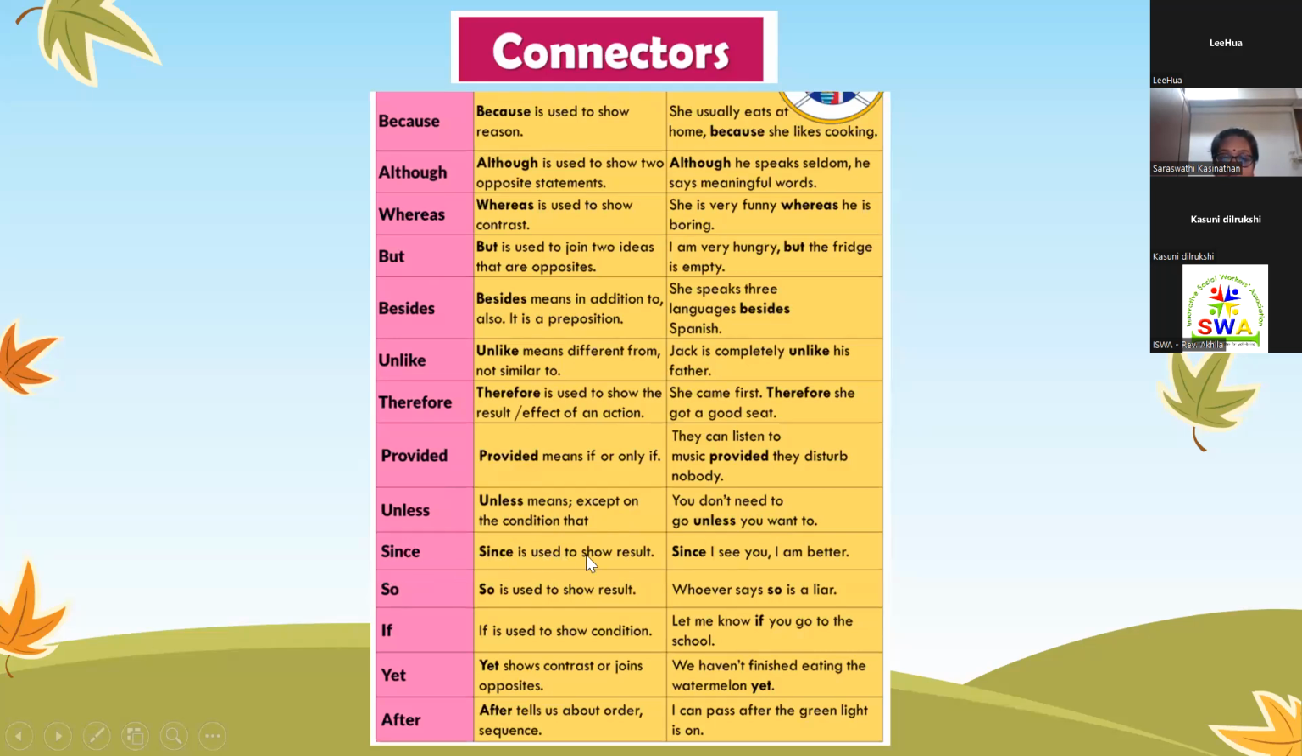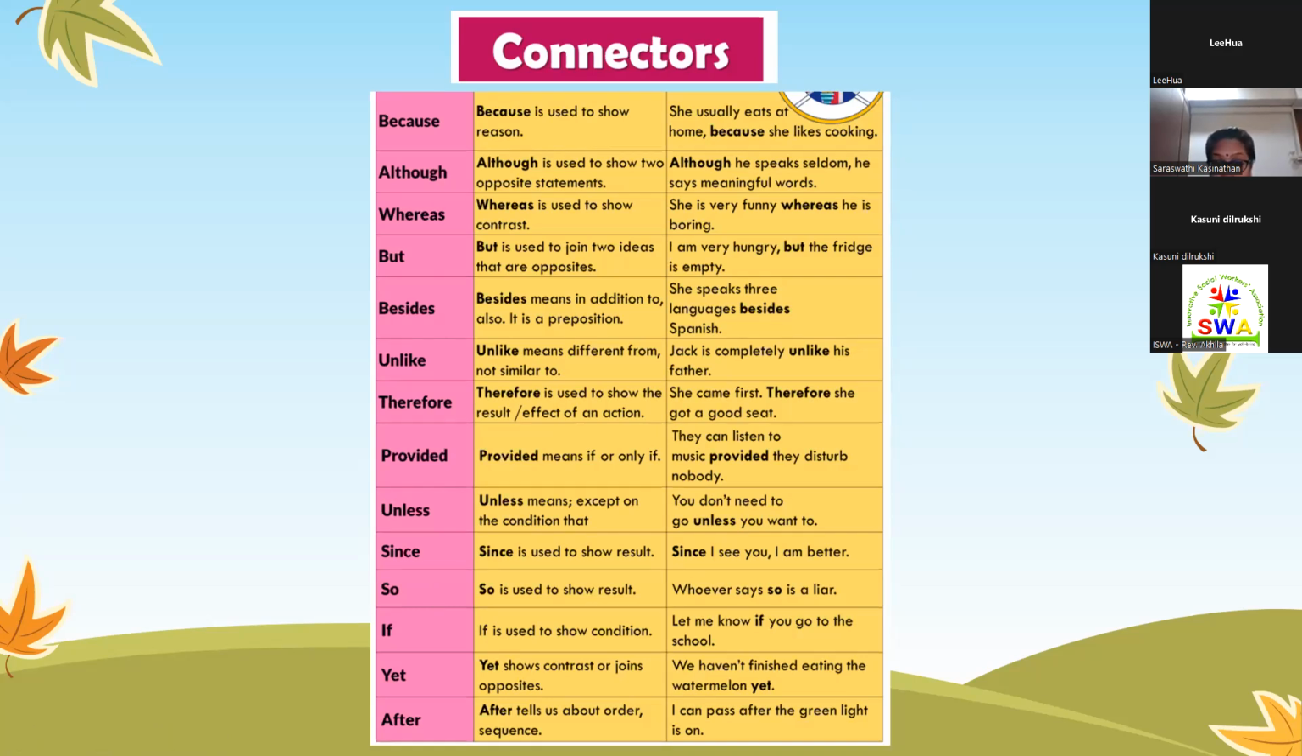Since is to show result. Since I see you, I am better. Since I saw the doctor, I feel better. Okay? So is used to show results also. Whoever says so is a liar. And in English, actually, a lot of words probably have the same meaning, same intention. So you just have to learn how to use them accordingly.